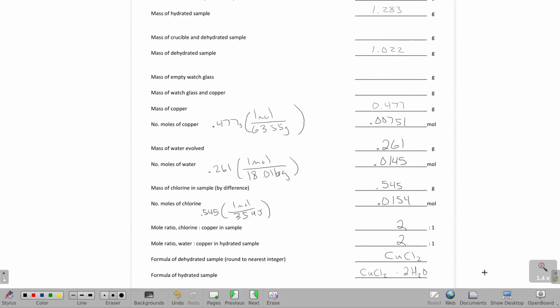Alright, but I'm very happy with the results. That's much better than I was expecting on this lab.